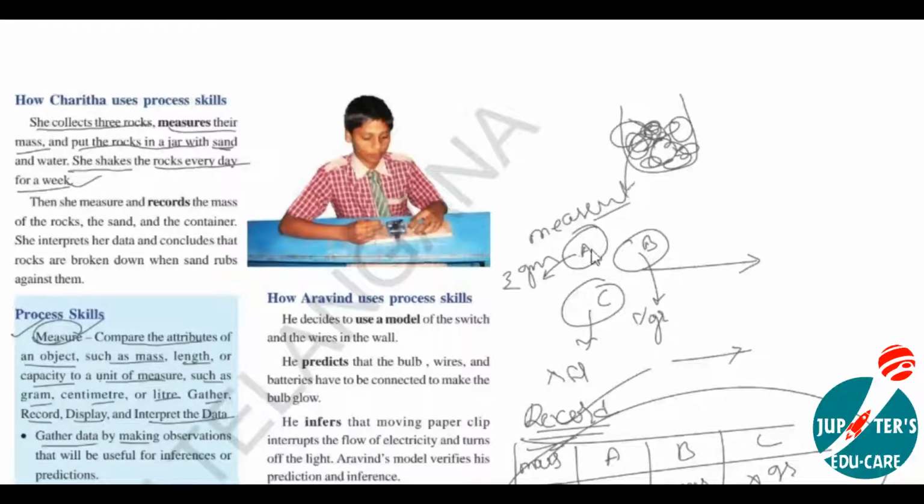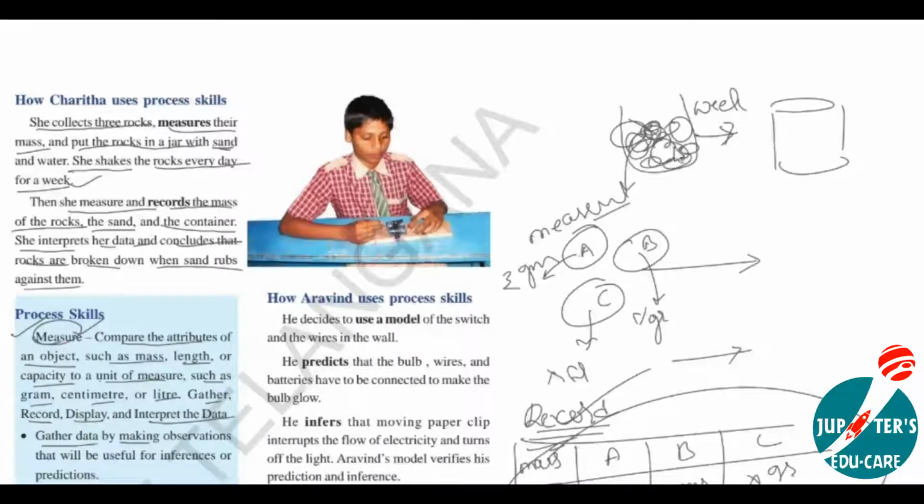But before this, she measured and recorded, and after that she did this experiment. She put all this in one jar along with the sand, and she shook it every day. So in that way, one week completed. After one week, again she measured and recorded the mass of the rocks, the sand and the container. She interprets her data and concludes that rocks are broken down when sand rubs against them.